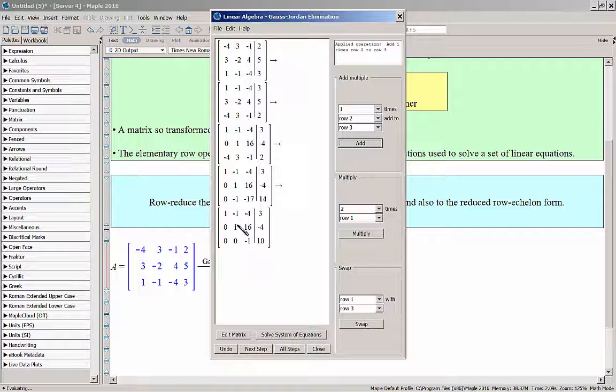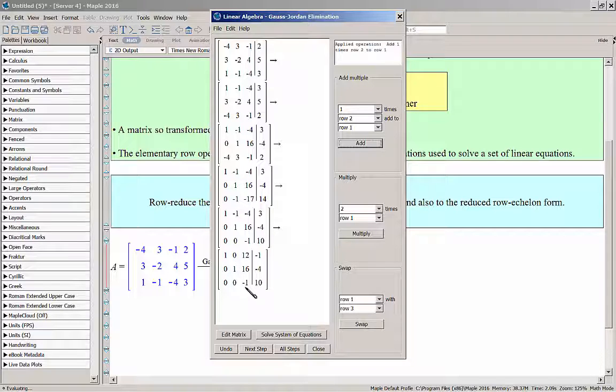But now we must make a 0 above the 1 in row 2. In other words, we try to make as many zeros in a column as we possibly can. So we will add 1 times row 2 to row 1. 1 times row 2 added to row 1. And so we have the 0 above.